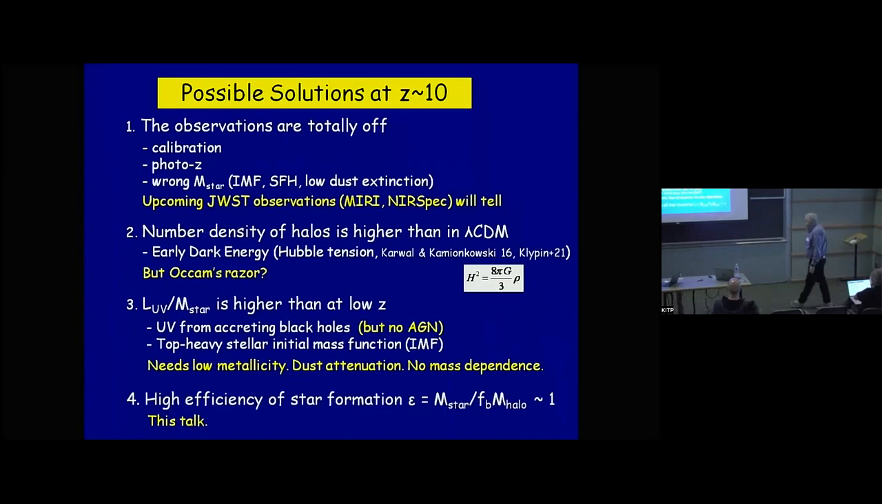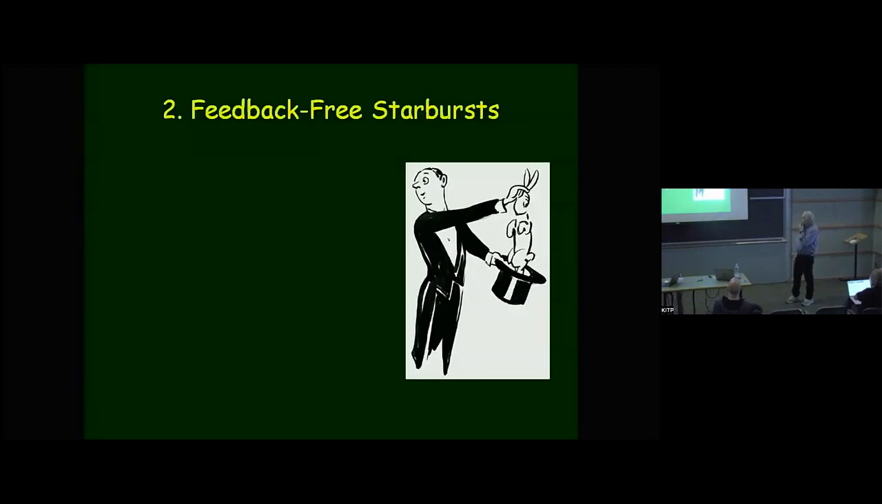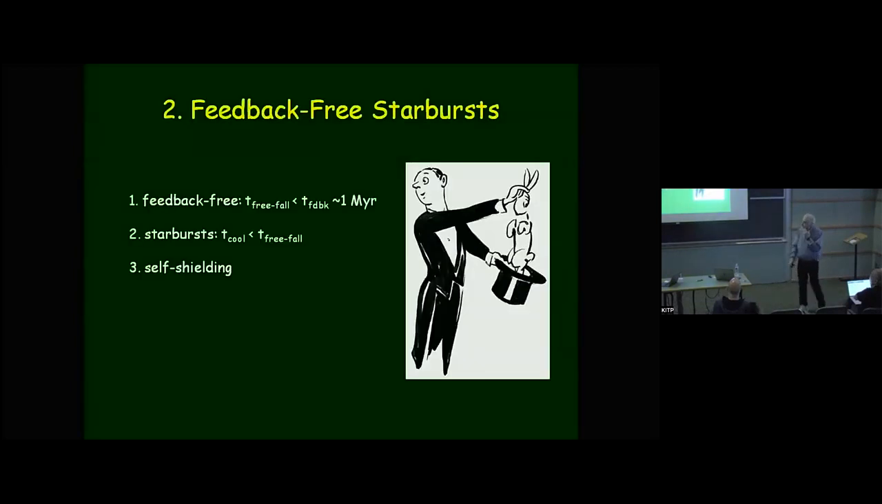So today I'm going to tell you about a real high efficiency. Epsilon is really one. That's what I'm trying to talk about today, feedback-free starburst. So I'm going to tell you about what I mean by feedback-free. I'm going to tell you about how you get starbursts by cooling and how what you form is self-shielded.